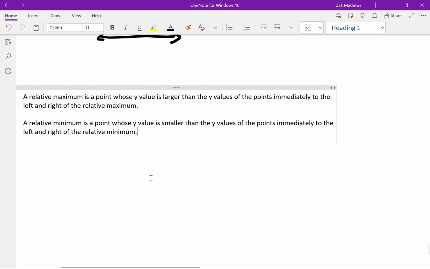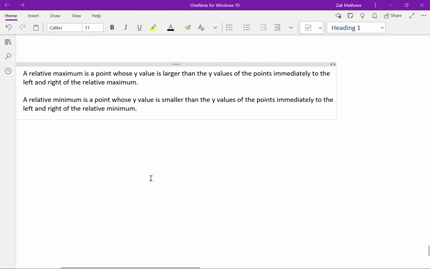Relative maximums and relative minimums. A relative maximum is a point whose y value is larger than the y values of points immediately to the left and to the right of the relative maximum. A relative minimum is a point whose y value is smaller than the y values of points immediately to the left and the right of that relative minimum. Together, these two things are called extrema.